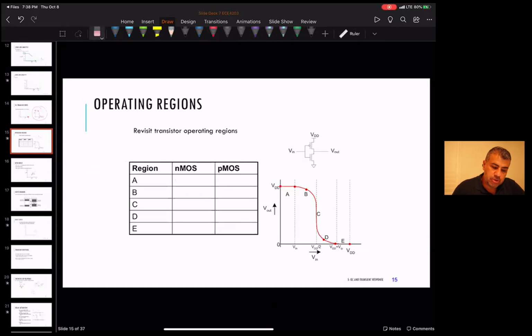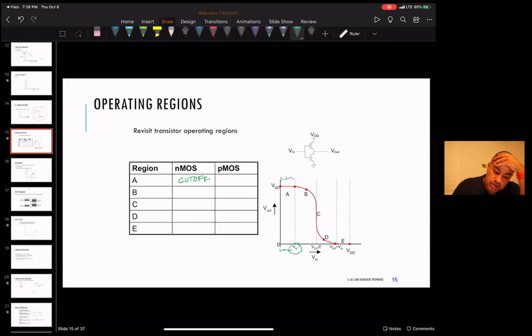Okay, guys, let's try to do this together now. Let's pick point A here. Vn is low, and it's below the threshold of the NMOS. So that should be pretty easy. The NMOS is cut off. The NMOS is off there.